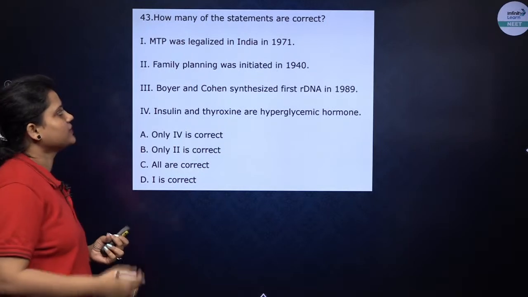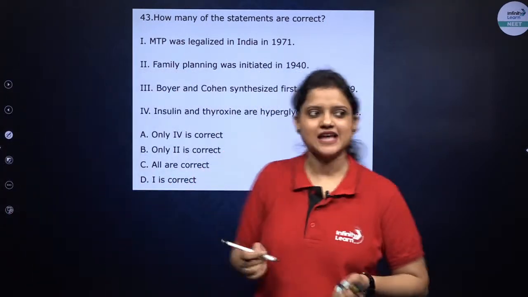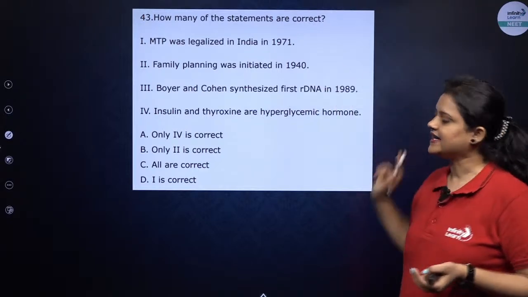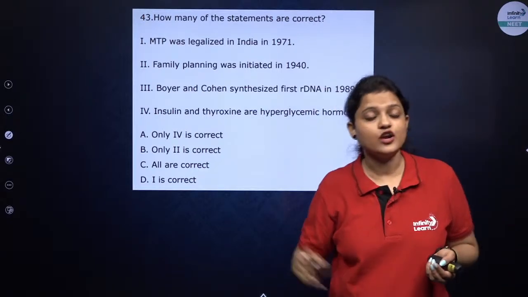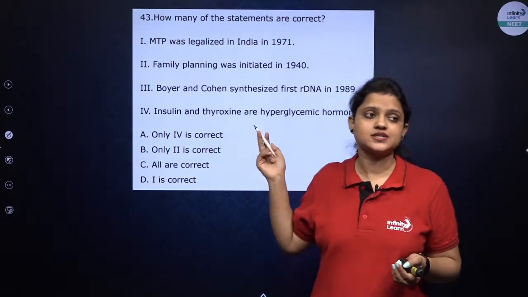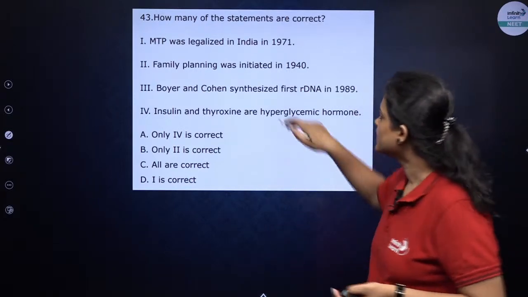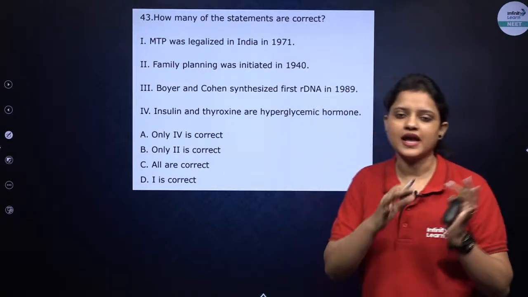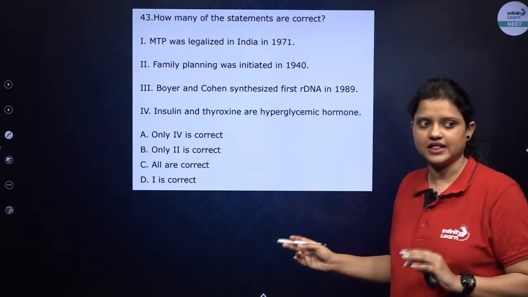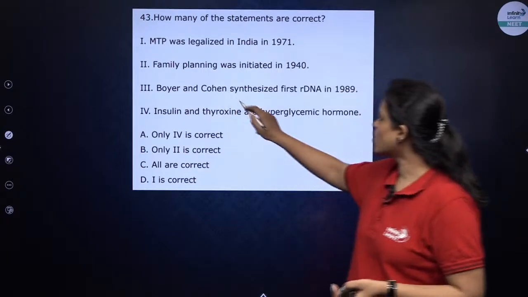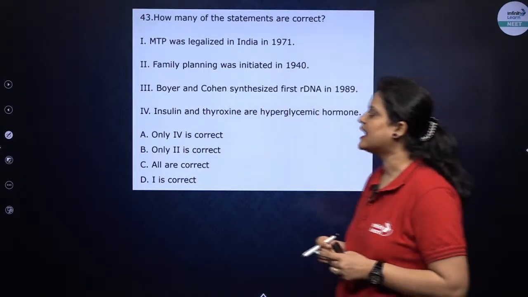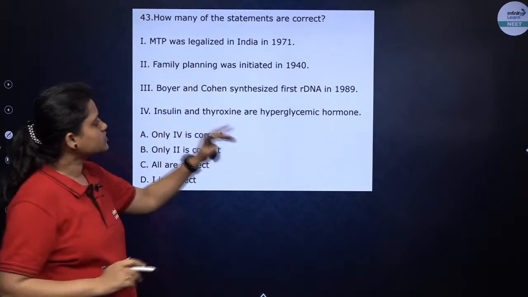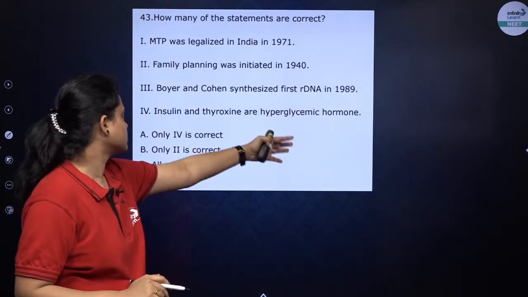How many of the statements are correct? 4 statements again. MTP was legalized in India in 1971. A line of NCERT, tell me yes or no, is this a correct statement or not. Family planning was initiated in 1940. Important lines from the chapter Reproductive Health. Boyer and Cohen synthesized first rDNA in 1989. And insulin and thyroxine are hyperglycemic hormones.